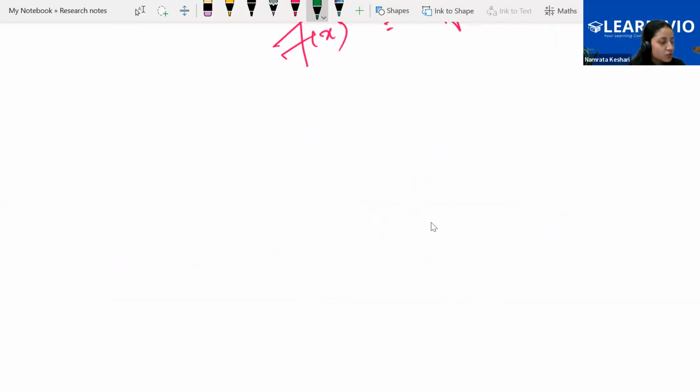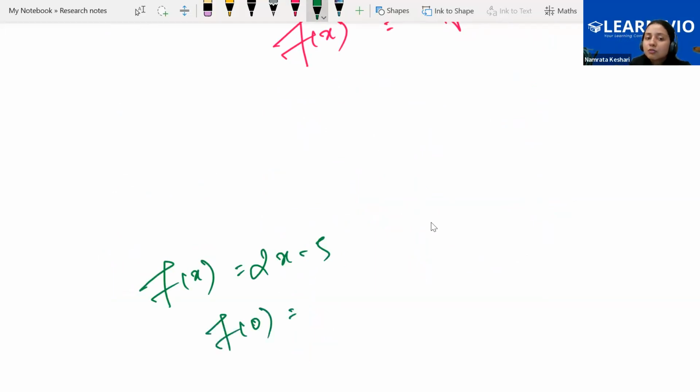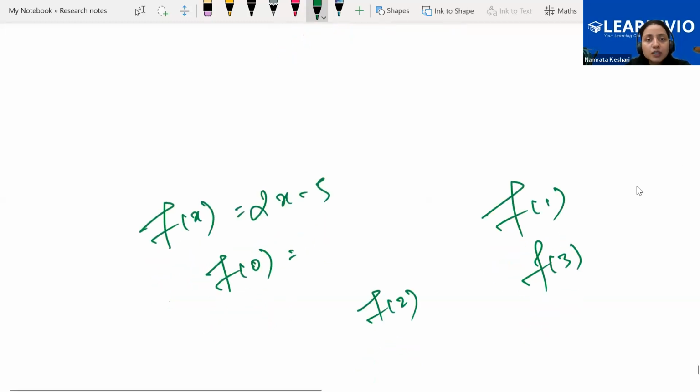Suppose a function f of x is given as 2x minus 5. If we have to find f of 0, can you tell me what will be f of 0, f of 1, f of 2, f of 3? The way we were finding it for a polynomial, when p of x is given, then p of 1 we have to find, p of 2, p of 3. Same way we will be finding for the function. When x is 0, we will substitute 0 for x: 0 minus 5.